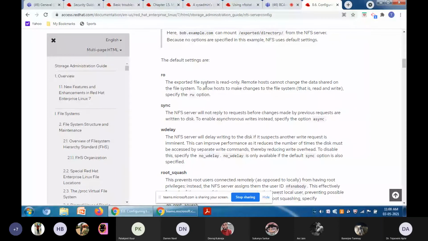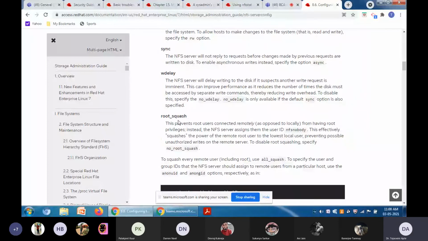Now, synchronization. The NFS server will always work with the synchronization task. It will not return anything to you until the changes from the previous request have been written to the disk. As simple as that. W delay is the write delay, so we won't discuss this particular thing. The major things we need to discuss are RO and root squash.